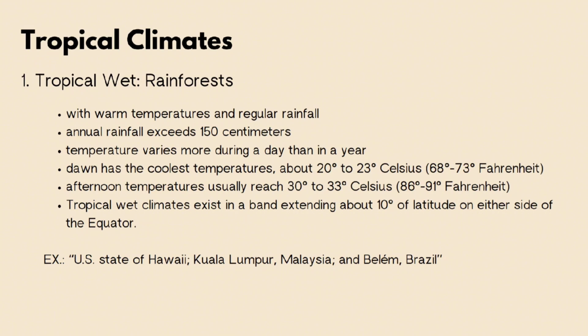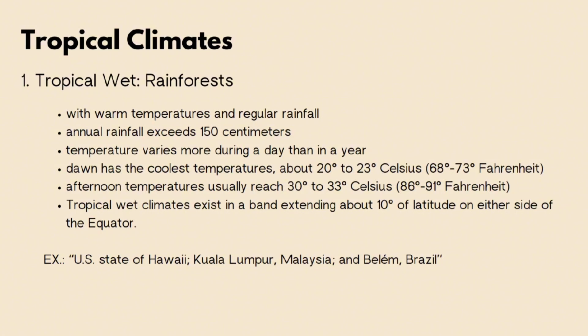There are 3 climate types in the tropical group, which are the tropical wet, tropical monsoon, and tropical wet and dry. Let's now have the tropical wet. These equatorial regions have the most predictable weather on Earth with warm temperatures and regular rainfall. Annual rainfall exceeds 150 centimeters or 59 inches, and the temperature varies more during a day than it does over a year.